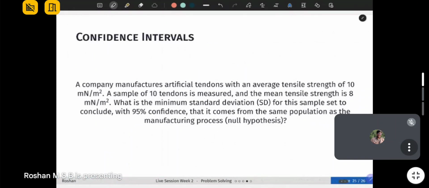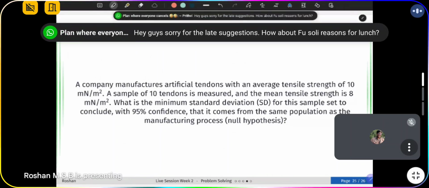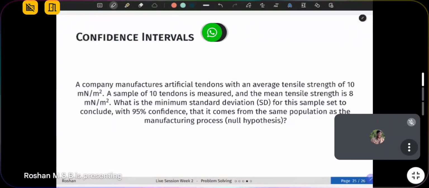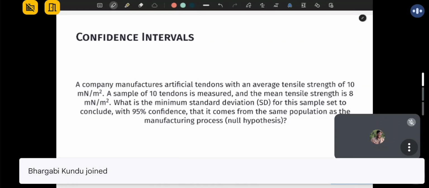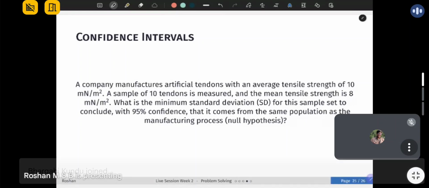The next question. This is about confidence intervals. Your company manufactures artificial tendons with an average tensile strength of 10 meganewtons per meter square, and a sample of 10 tendons is measured, and the mean tensile strength is around 8. What is the minimum standard deviation for this sample set to conclude with 95% confidence that it comes from the same population as the manufacturing process?